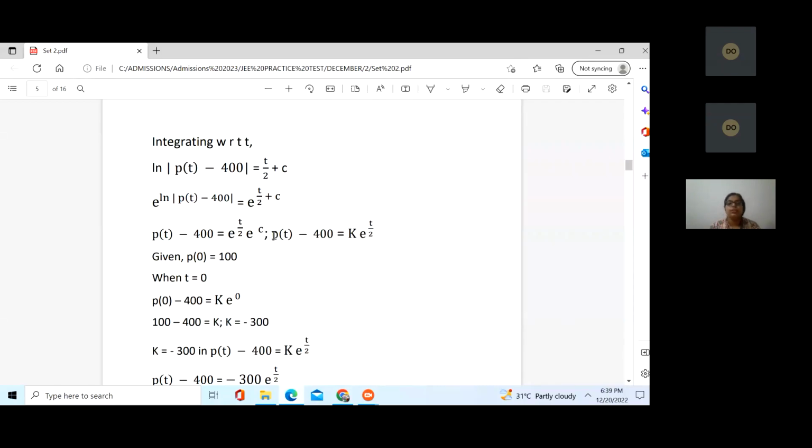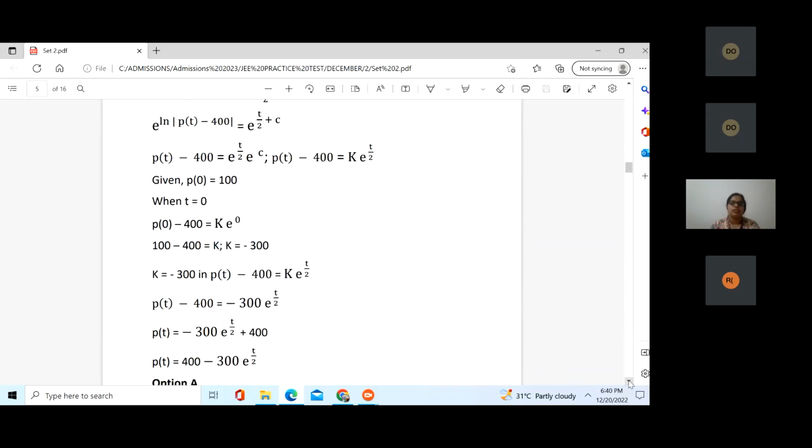So 100 minus 400 equal to k, because e raised to 0 itself is 1. So I'll be able to find out the value of k, which is minus 300. Now I need to substitute this k in this equation, and I can solve it, because this is the only unknown in the equation.